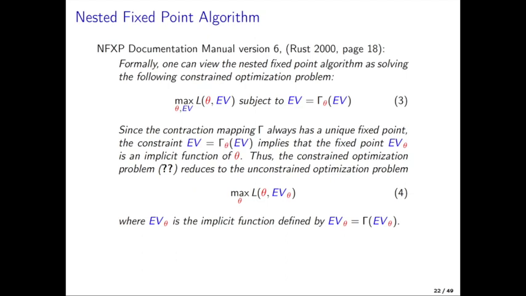And then he writes that since the contraction mapping always has a unique fixed point, it implies that the fixed point is an implicit function of theta. You know all this now, but really this means that the constrained optimization problem here can be formulated as an unconstrained optimization problem, and this is really the backbone of the nested fixed point algorithm. It's all in the manual, and also MPEC.